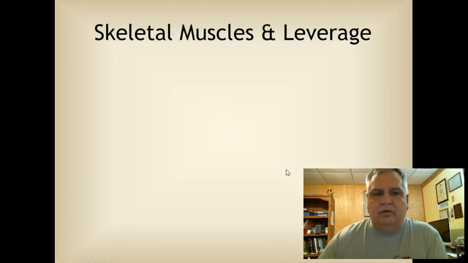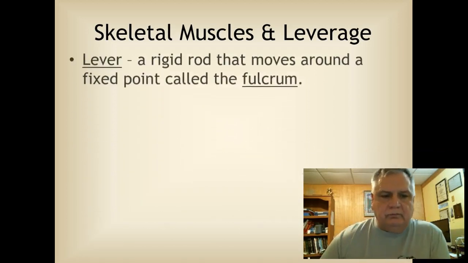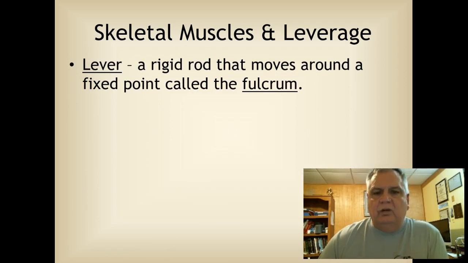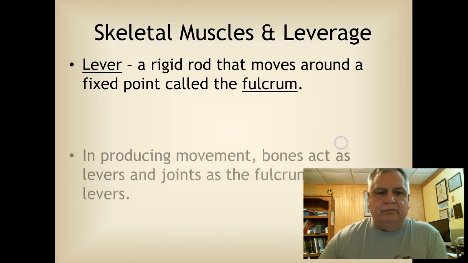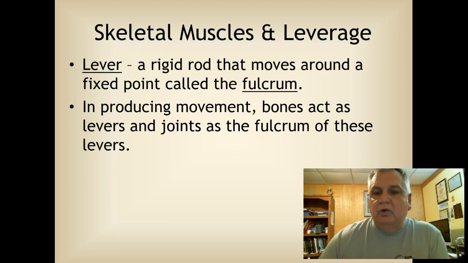Now, as to our second principle, we want to take a look at leverage systems and mechanical advantage and the association of the skeletal muscles with those. Let's take a look at what a lever is. Leverage suggests levers. A lever is defined as a rigid rod that moves around a fixed point, and that fixed point is referred to as the fulcrum. In producing movement, the bones then are going to act as levers, and the joints are going to act as the pivot point, the fulcrum for those levers.